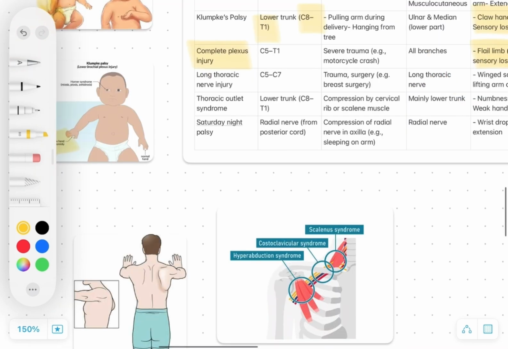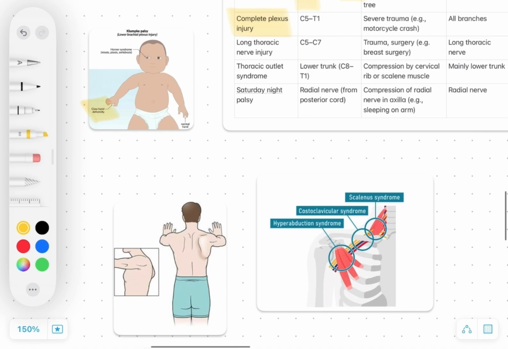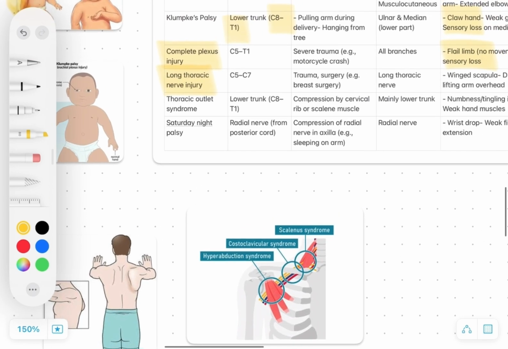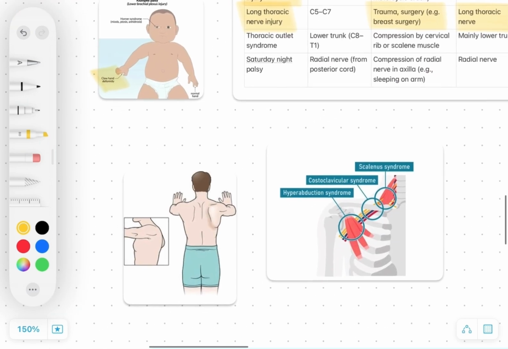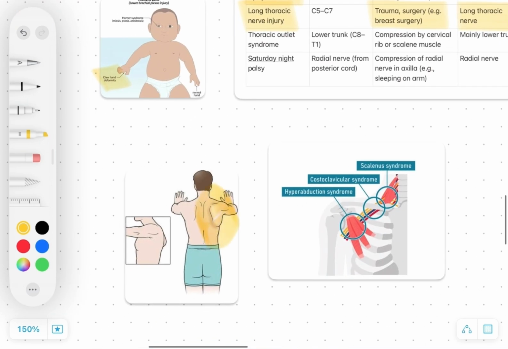Next is long thoracic nerve injury. Here we will see damage to the long thoracic nerve due to any surgery or trauma. Winging of the scapula is the main feature. Here we can see winging of the scapula. The test is the wall push-up test. Here we can see winging of the scapula.